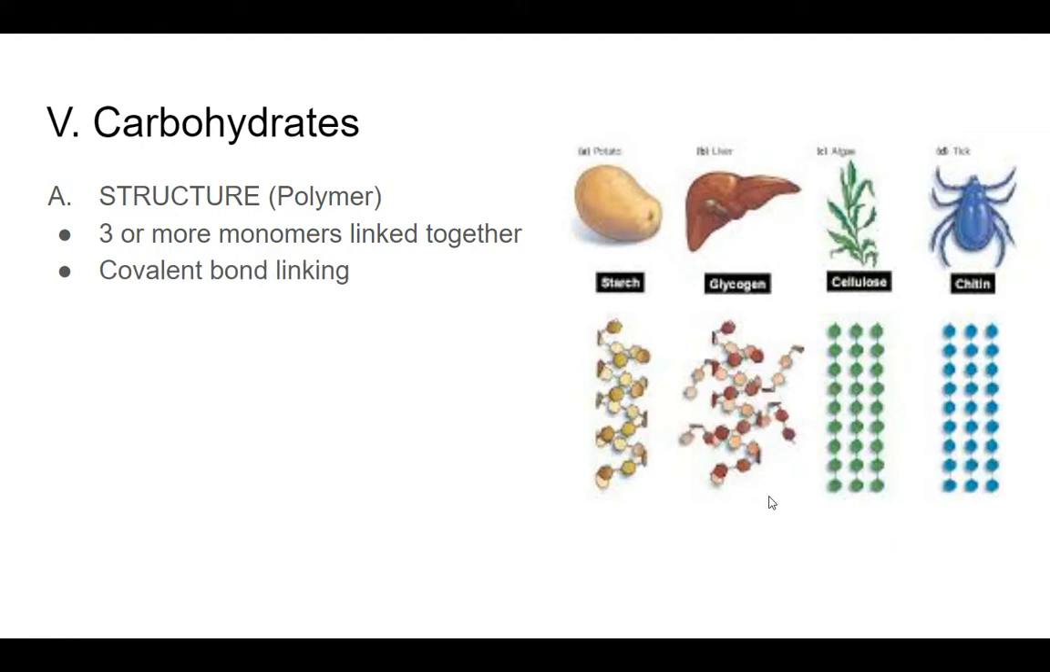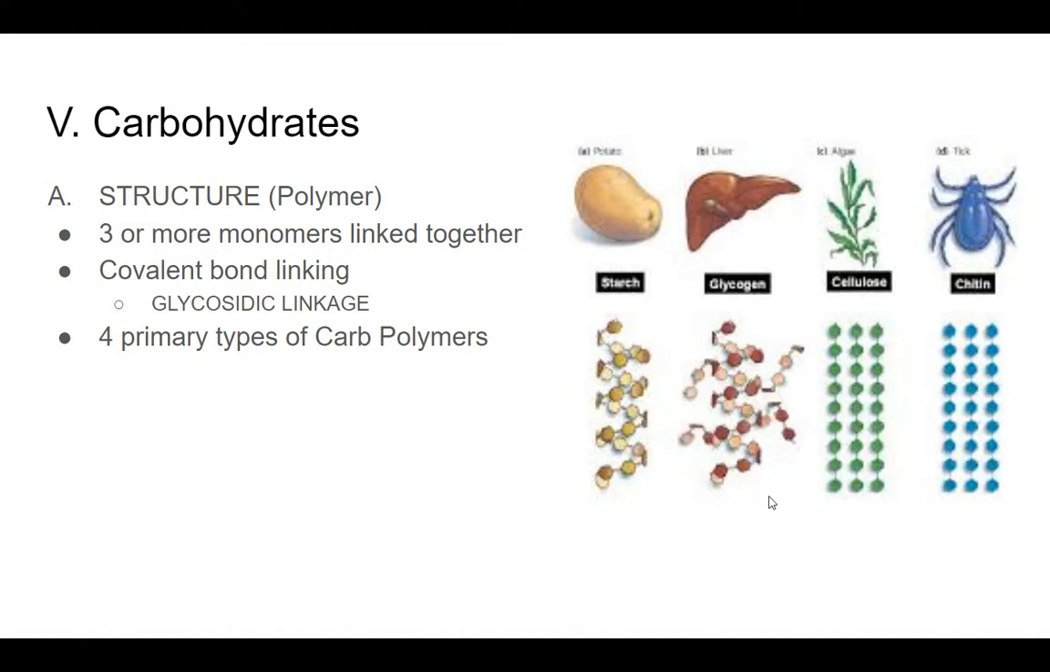These are covalent bonds between the individual monomers, and the name of the bond is called a glycosidic linkage in a carbohydrate. So don't get confused. The process of forming the bond is dehydration synthesis that we've already talked about. But the bond that is formed is a specific type of covalent bond called a glycosidic linkage.